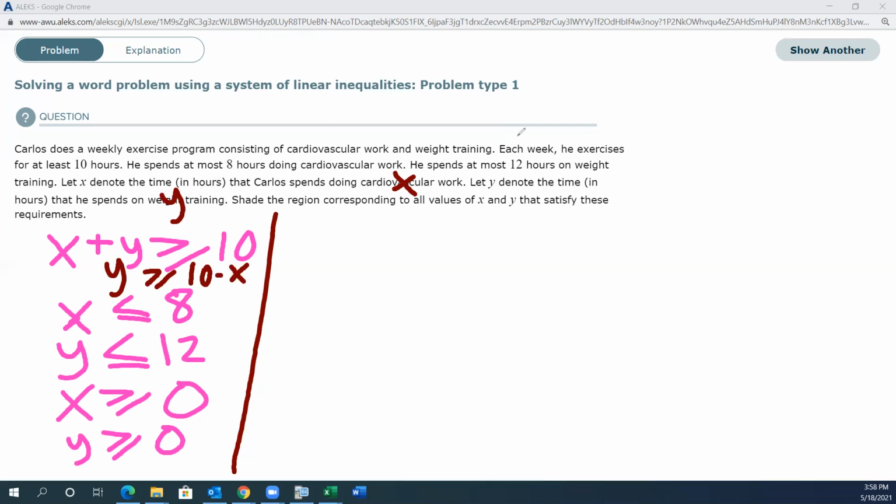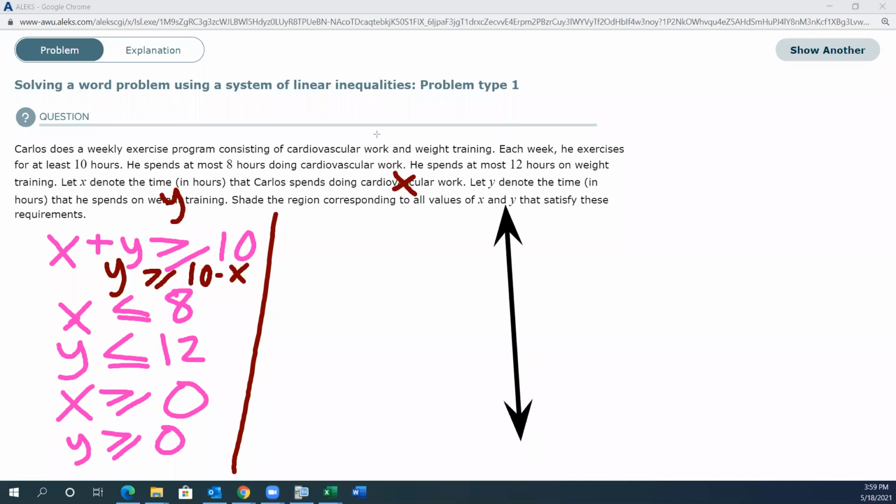Okay, so now all 5 inequality statements are written with y by itself, and when there's no y, with x by itself. Okay, so let's get into it. Down and dirty. Here it is.